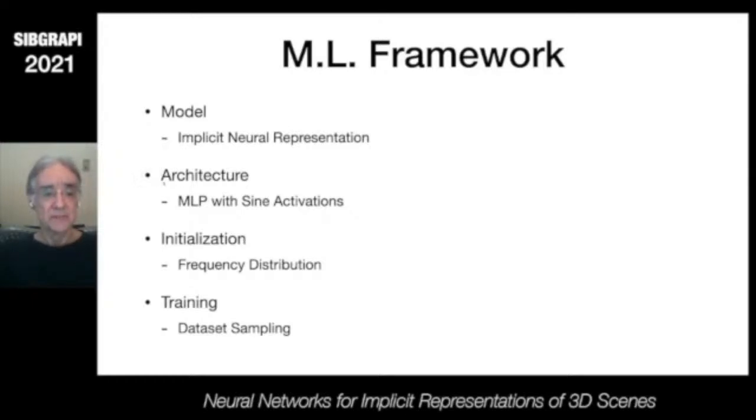And then we are going to discuss the architecture of the Siren, how this representation is encoded into a multilayer perceptron with sine activations. And then we are going to discuss 2 important aspects. The first is the initialization of the network and how this relates to frequency distribution. And then we are going to see how the network is trained based on the input data, so the samples of our surface to be reconstructed.